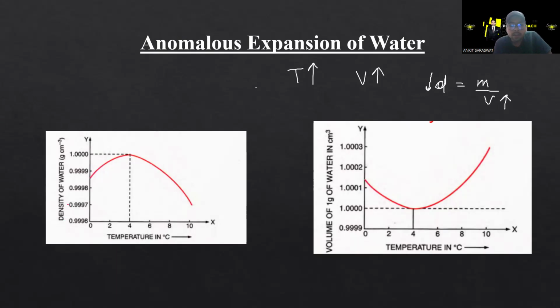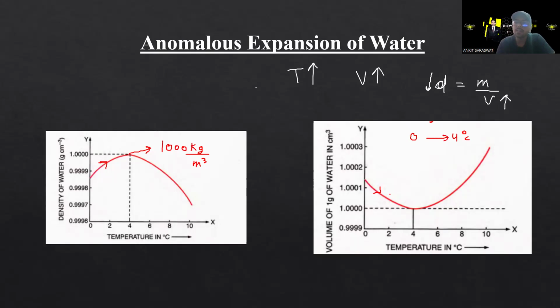So if you notice this graph, if you increase the temperature from 0 to 4 degrees Celsius, the density of water is going to increase. At 4 degrees Celsius, it has the highest density, that is 1000 kg per meter cube or 1 gram per cc. Clear? If you look at the volume, going from 0 to 4 degrees Celsius, the volume is going to decrease.